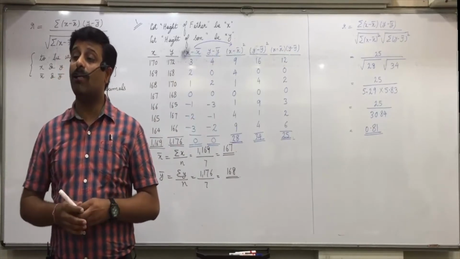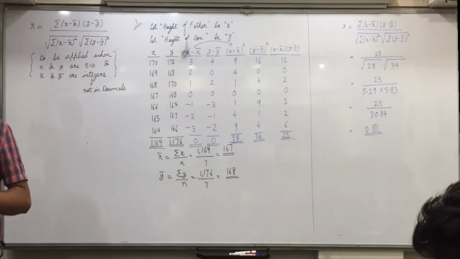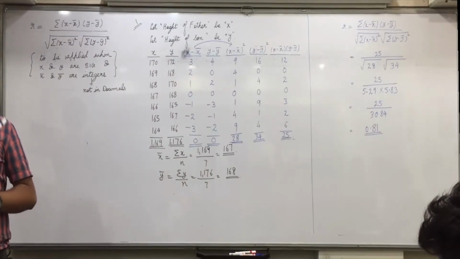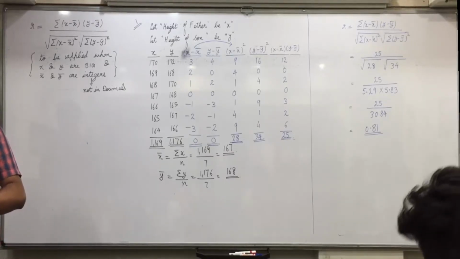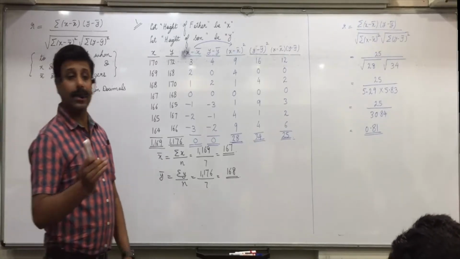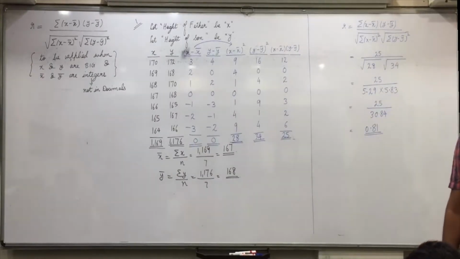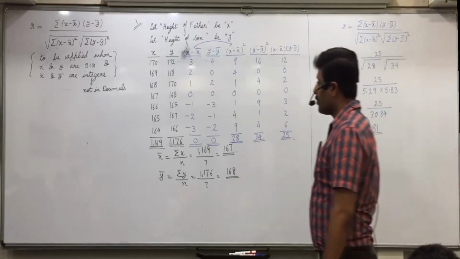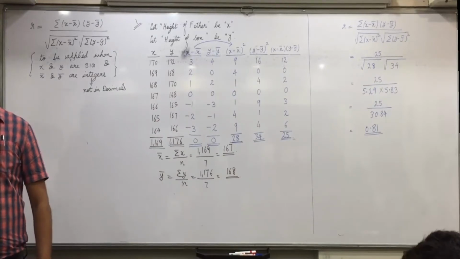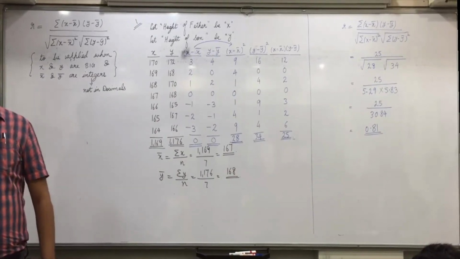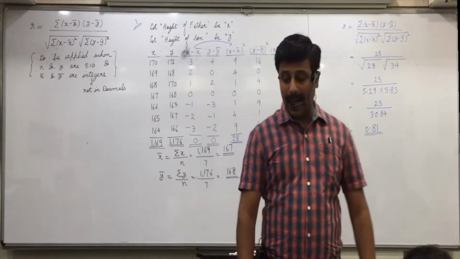Now, for 0.81, Lavina, what will we write as the conclusion? High degree of positive correlation. Thus there is a high degree of positive correlation between height of father and height of son.